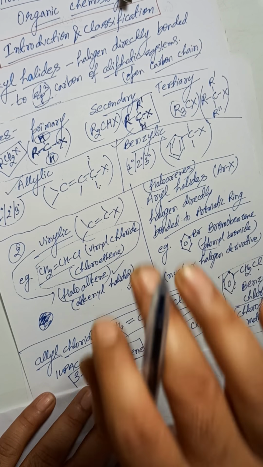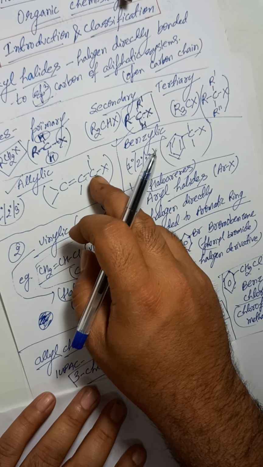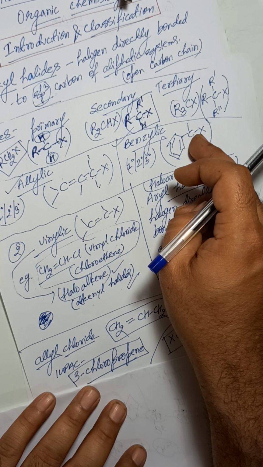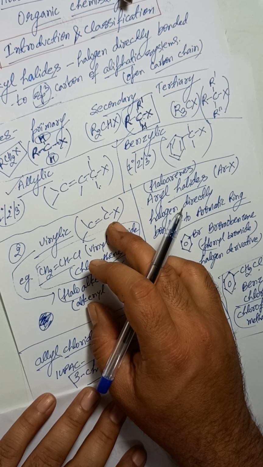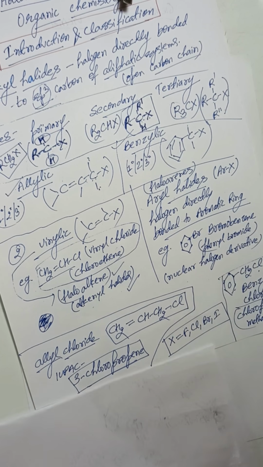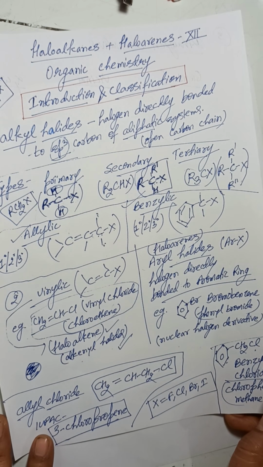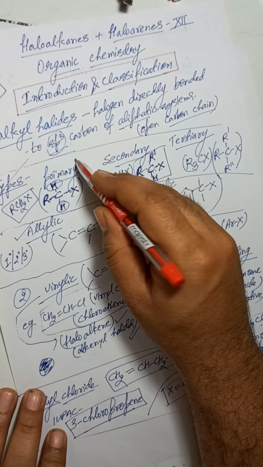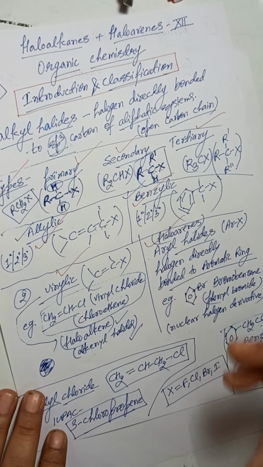to an aromatic ring. So now again, allylic and benzylic. Difference: halogen directly attached to a carbon which is adjacent to a double bond. Halogen directly attached to a carbon which is adjacent to a benzene ring. Vinylic: halogen directly bonded to a carbon which is doubly bonded. Aryl halide: halogen directly bonded to an aromatic ring. Primary, secondary, tertiary, allylic, benzylic, vinylic, arylic.